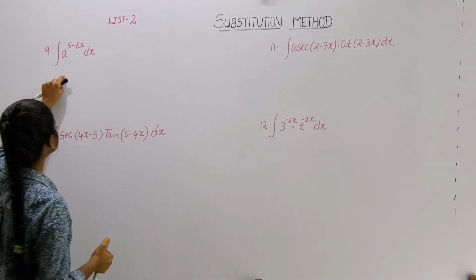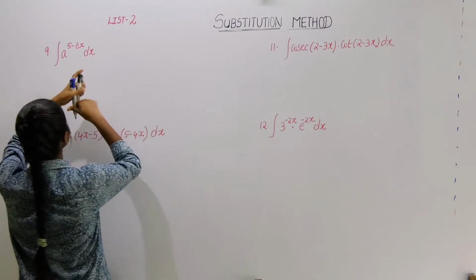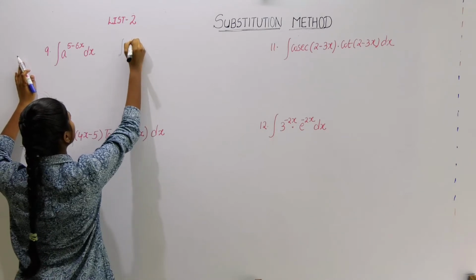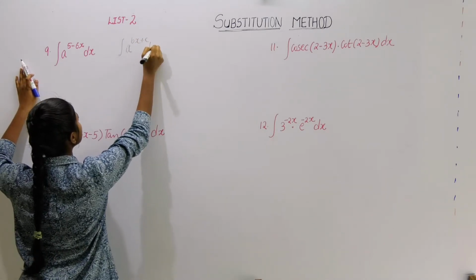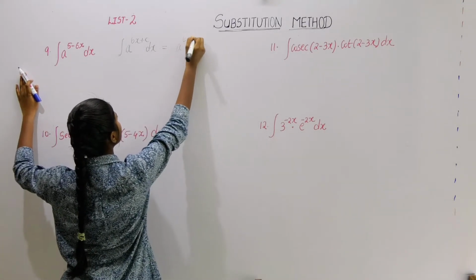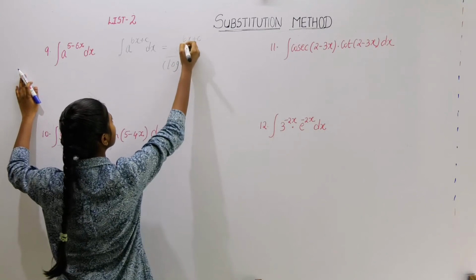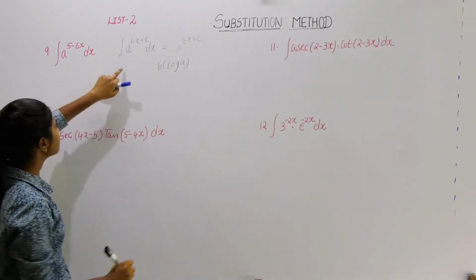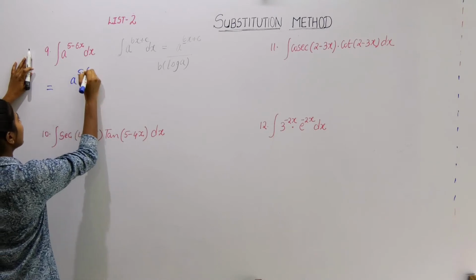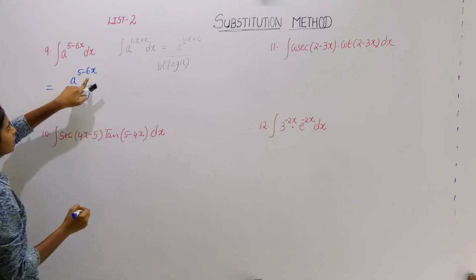Next one, ninth question. Integral a power (5 minus 6x) dx. This is in the form of integral a to the power of (bx plus c) dx. We know the formula for it. It is a power (bx plus c) by log a into, what is the coefficient of x? It is b. When we substitute in the formula here, we get a to the power of (5 minus 6x) by log a. Now what is the coefficient of x?